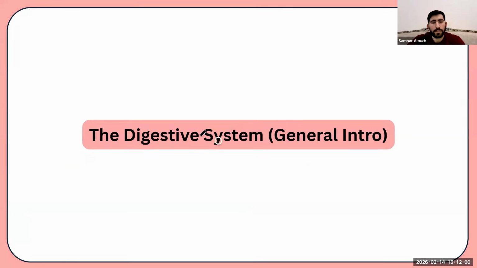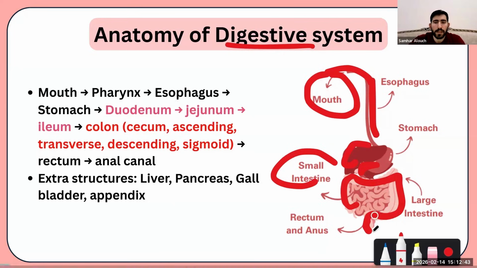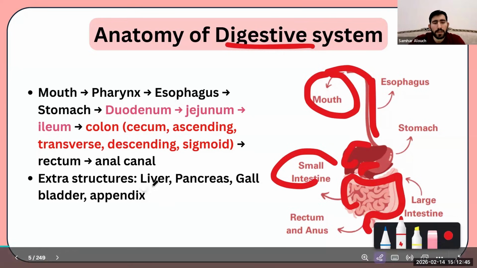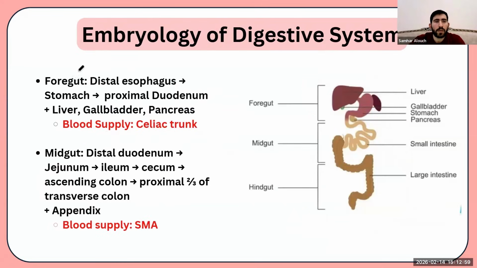First we have a general intro for the digestive system. The digestive system consists of the mouth, pharynx, esophagus, stomach, and so on, till the anal canal. The extra structures like the liver and pancreas secrete enzymes and other substances that help in digestion, but food itself doesn't go through them.